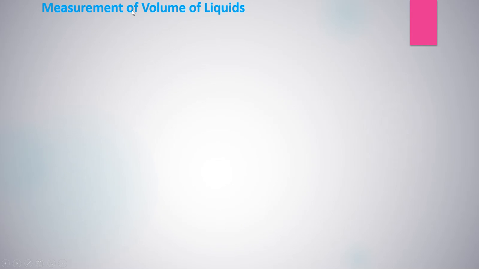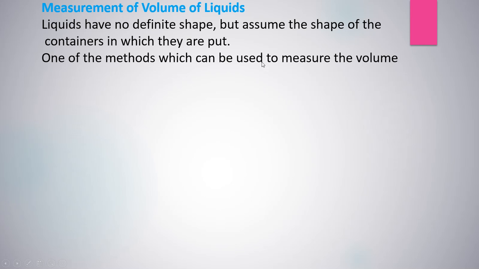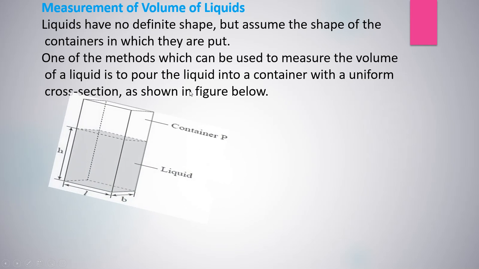Now those are solids. Can we now look at measurement of volume of liquids? Liquids have no definite shape, you know that, but assume the shape of what? Of the container in which they are put. So liquids take the shape of the container in which they are put, and therefore one of the methods which we can use to measure volume of liquid is to pour the liquid into a container with a uniform shape or a uniform cross-sectional area as shown in this figure below.